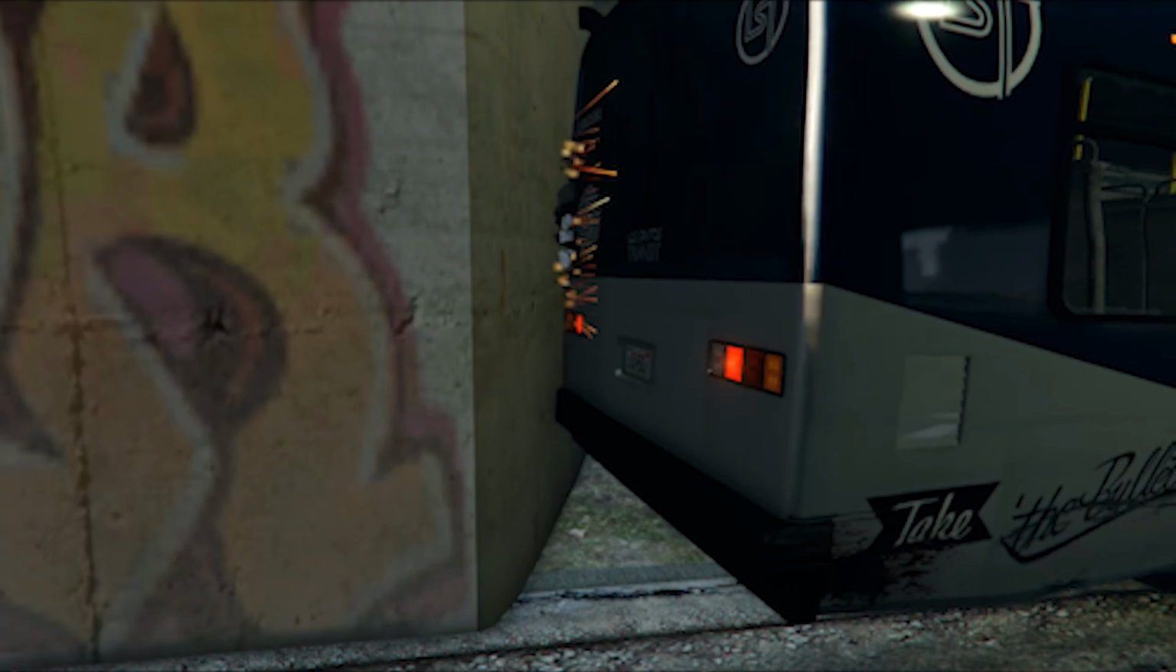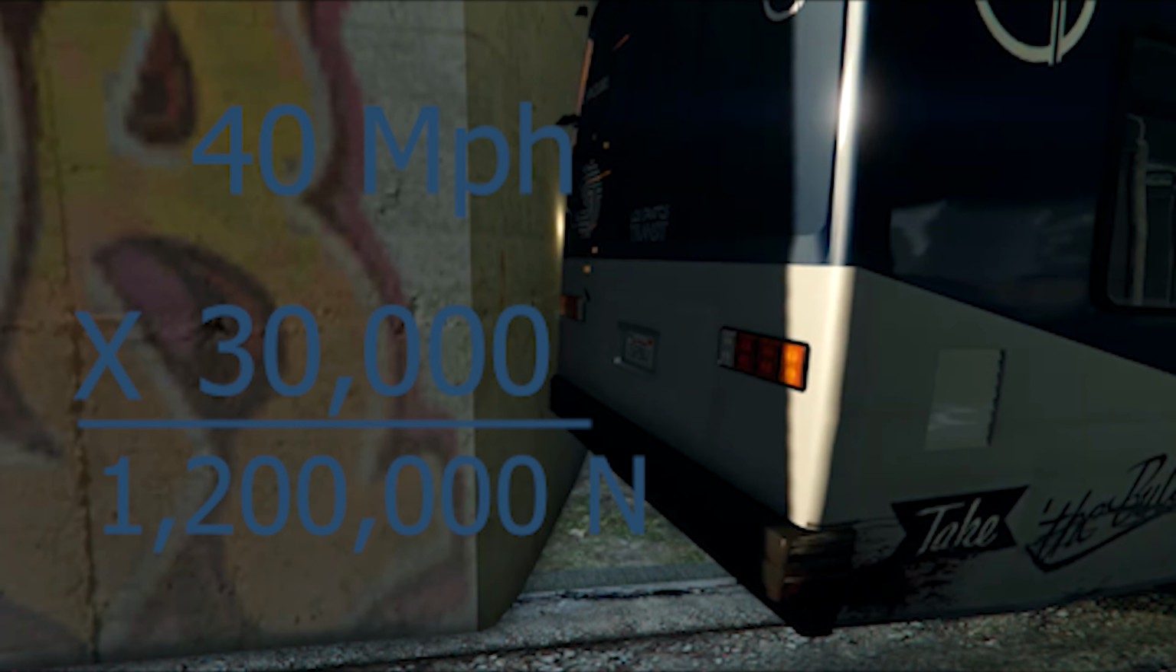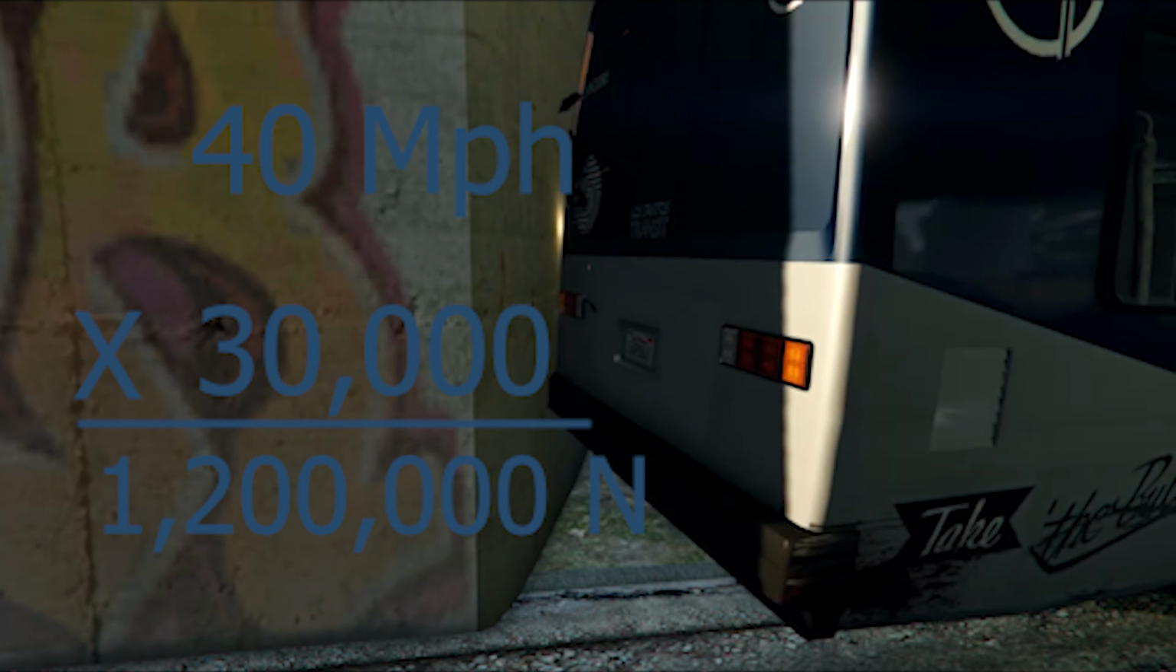Okay, so for this crash, the bus is 30,000 pounds and it gets pushed at 40 miles per hour. So if we do the math, 1,200,000 newtons are exerted onto the wall.